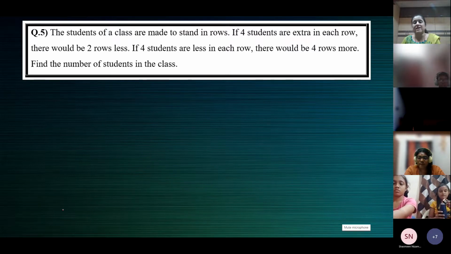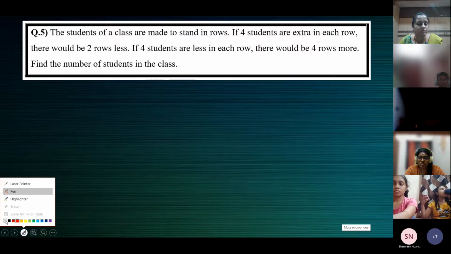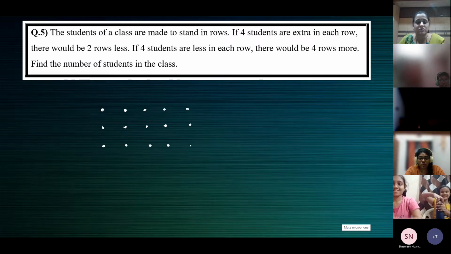If 4 students are extra in each row, so, the other way of saying columns. Let me just use dots. So these are students. How many rows, children?